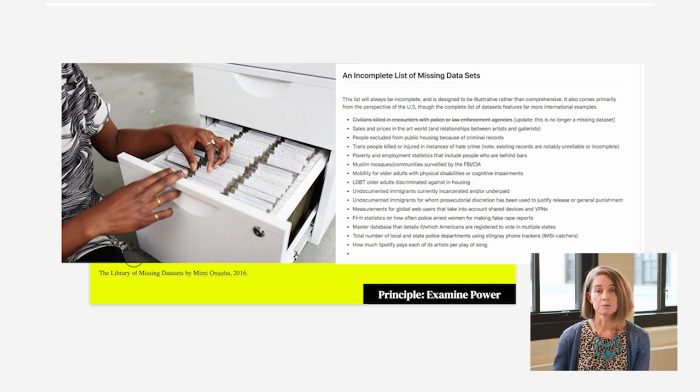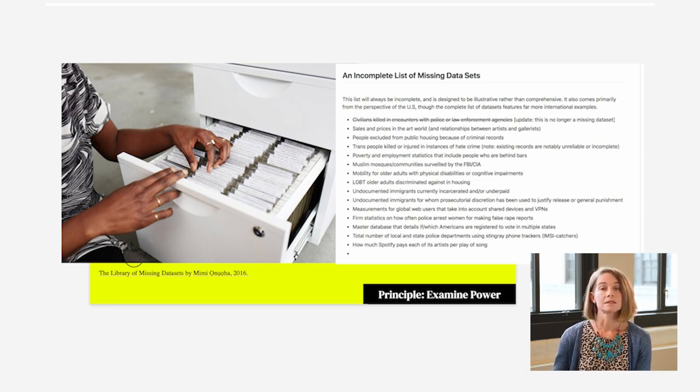Missing data sets is a term coined by Onuoha, and it describes data sets that a reasonable person would expect to exist, but because of various reasons, they do not actually exist in real life. So these are data sets like trans people killed or injured in instances of hate crime, people excluded from public housing for their criminal records, or even in the context of housing in the United States, you can think about the fact that we do not have comprehensive national figures about the number and location of evictions. Because there is not unified political will to collect these data, they are missing.